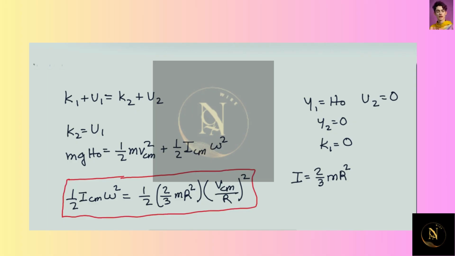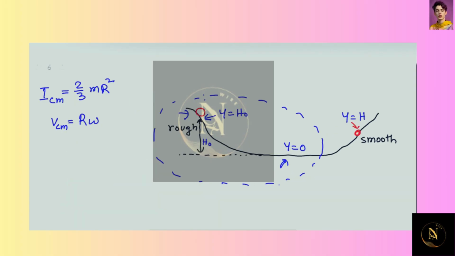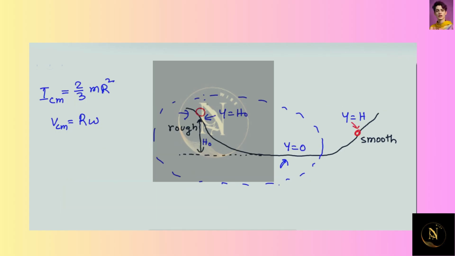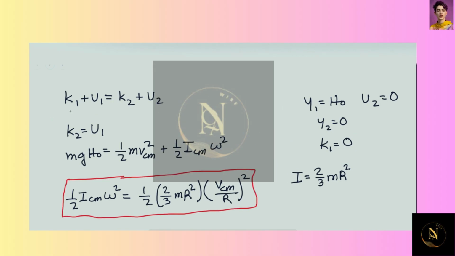So in the first part, if we say that K1 and U1 are the kinetic and potential energy respectively at point 1, so let's call this point 1. Then let's call this one point 2. Then at point 1, the sum of potential and kinetic energy should be equal to the sum of potential and kinetic energy at point 2.